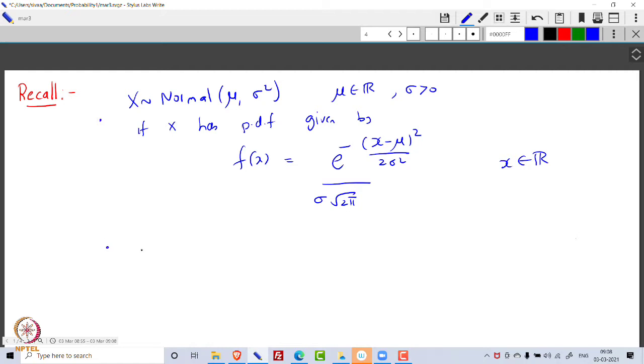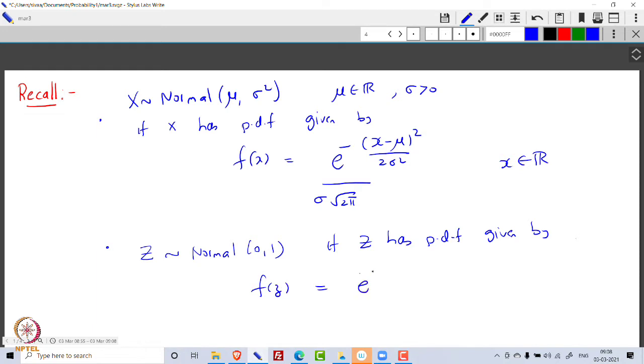And one of the things we started off with was the following, that we said Z was normal 0, 1. That is, if mu was equal to 0 and sigma was equal to 1, Z has PDF given by, let's say, f of z is equal to e to the minus z squared by 2 over root 2 pi, for z in R. And in literature, typically one refers to Z as standard normal.